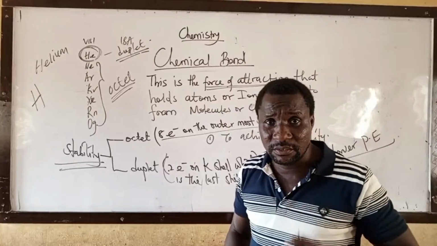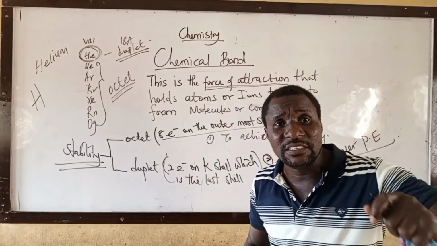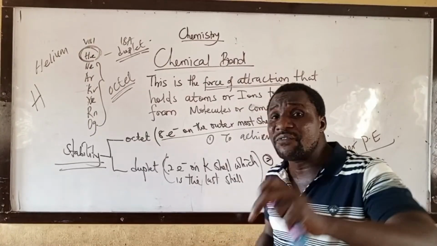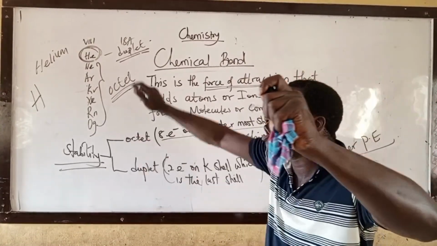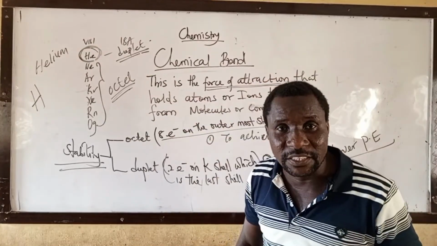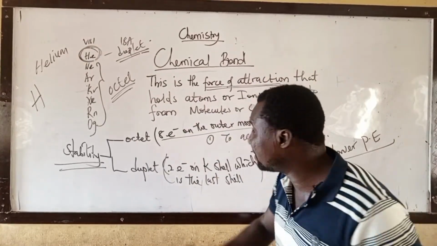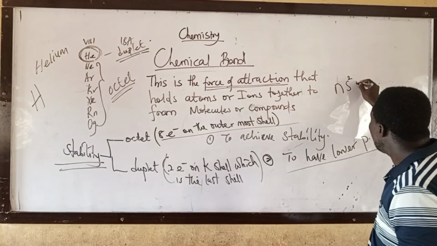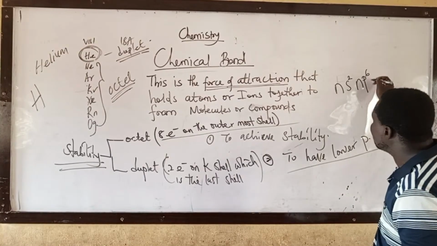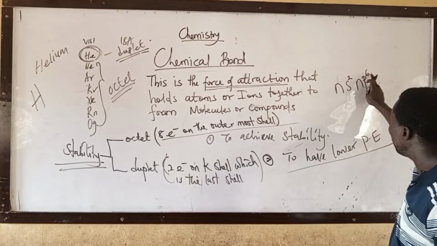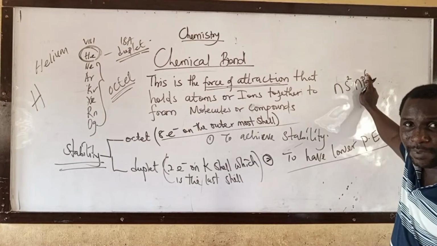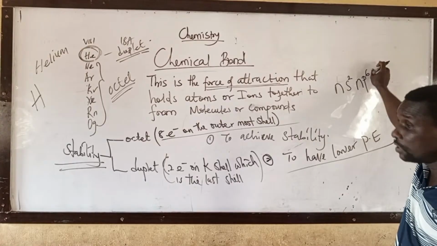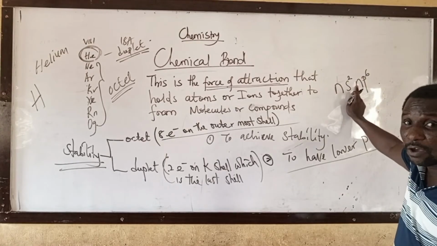Then the third reason why atoms undergo chemical bonding is to have the electronic configuration of noble gases. What is the electronic configuration of noble gases? Take note of it: ns2, np6. 2 plus 6 is 8 electrons. The number on top is the number of electrons. This one is the number of the shell, the energy level.